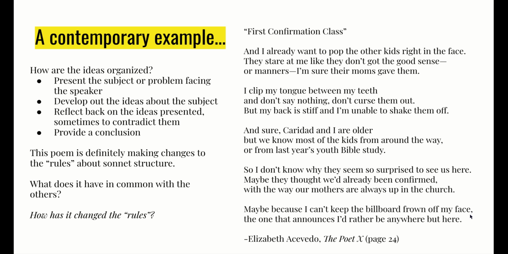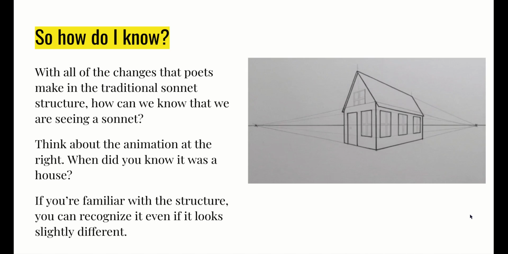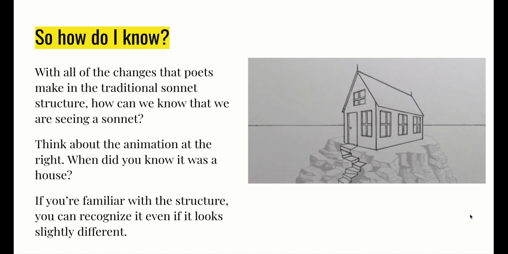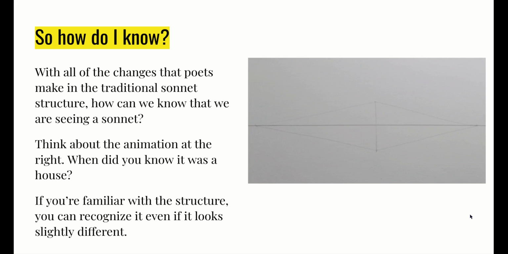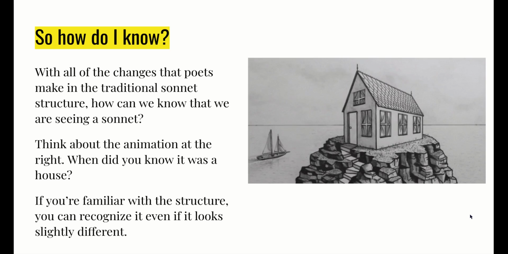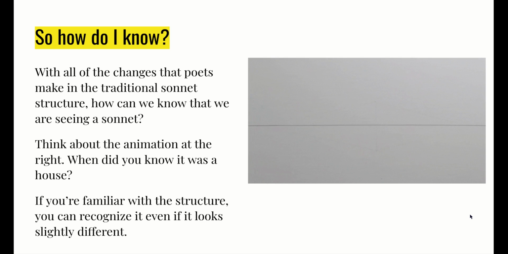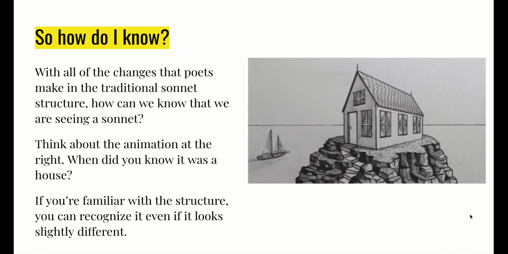So that's 3 different kinds of sonnets. I want you to think at this point about how you know that something is a sonnet. So think about this animation. It's a house, right? At what point do you know it's a house? Probably right now. Like once there are walls and a roof, you know it's a house. Similarly, in English poetry, 14-line poems that seem to follow a predictable pattern of ideas are almost always a type of sonnet. If you're familiar with the structure, you can recognize it even if it looks slightly different.